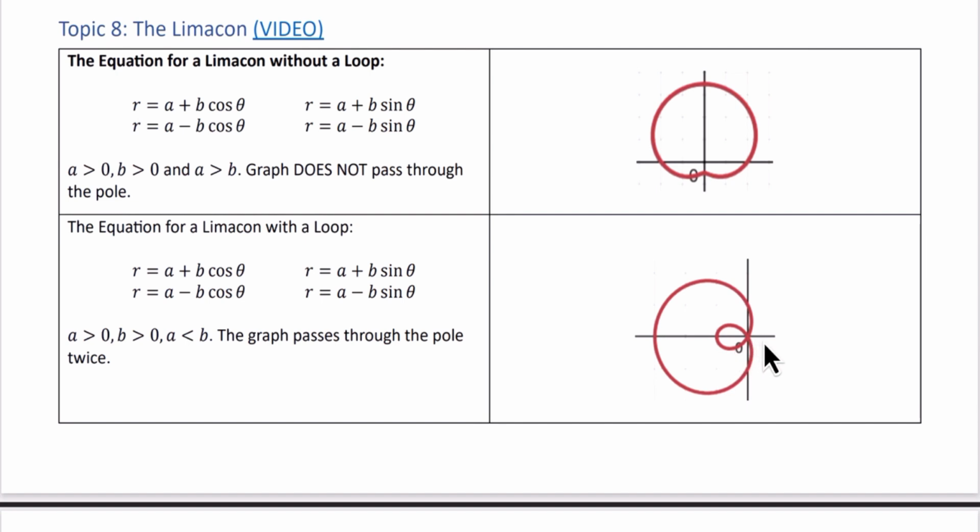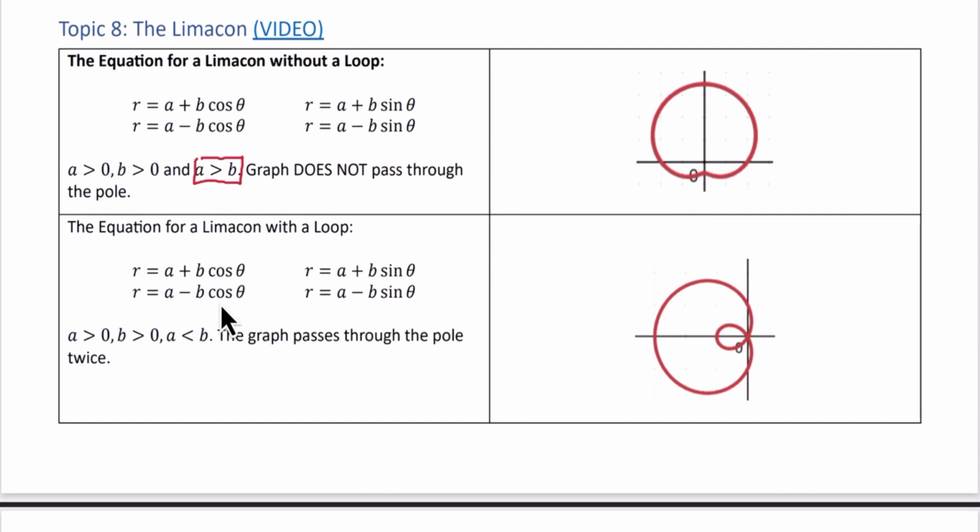So the different equations for those: first, without a loop, we have r equals a plus b cosine theta, or we could have sine theta. R equals a minus b cosine theta, or also with sine theta instead of cosine. Here, a is always positive, b is always positive, and in this case, a is greater than b. That's what creates the version that does not have a loop.